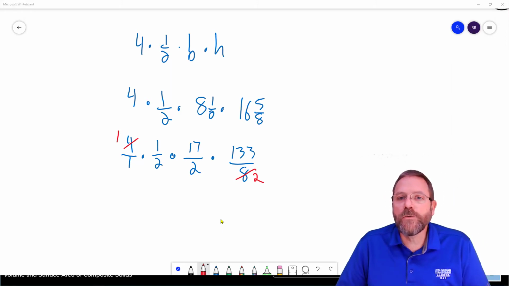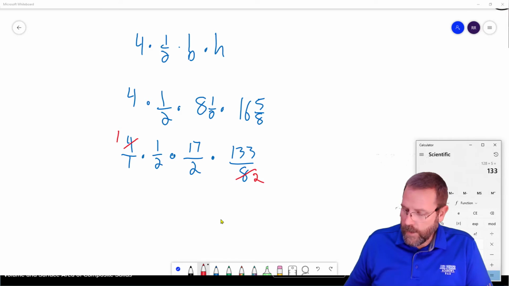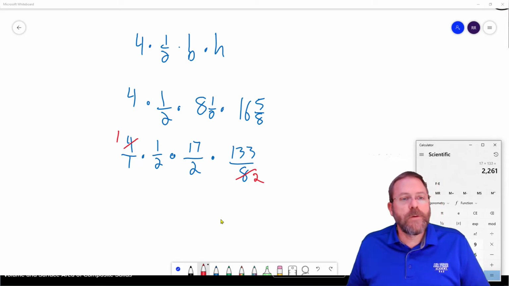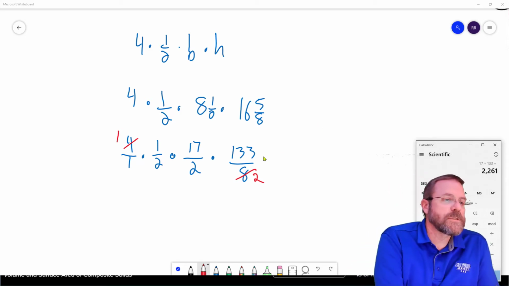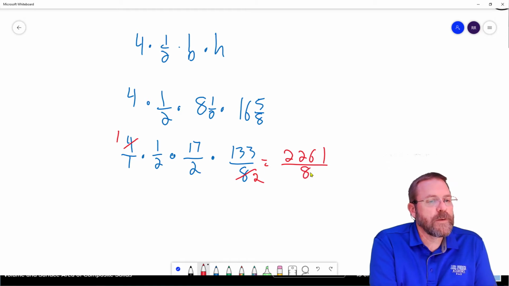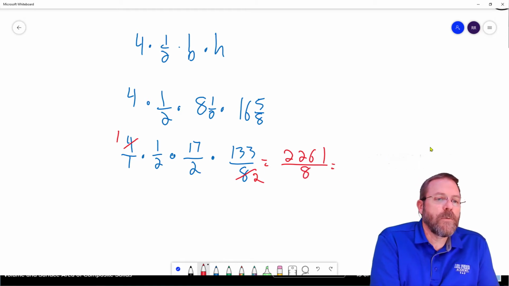Now let's do some multiplying, where I'm going to have all across the top 1 times 1 is 1, times 17 is 17, and then 17 times 133 is going to equal 2,261. Over, in the bottom, 1 times 2 times 2 times 2 ends up giving me 8. Now we're going to come off to the side and divide that out.